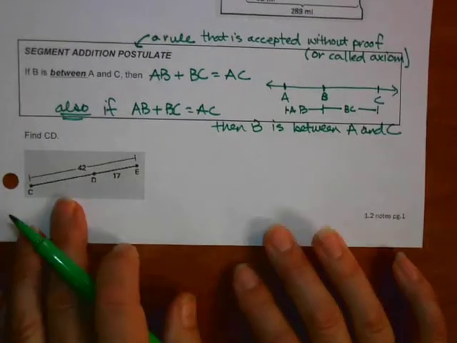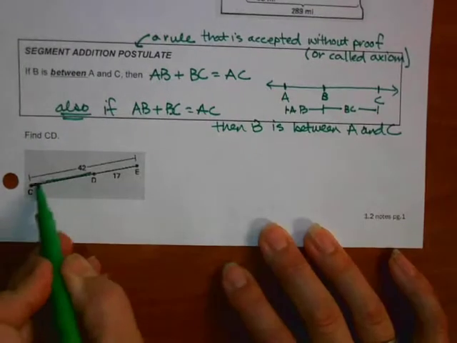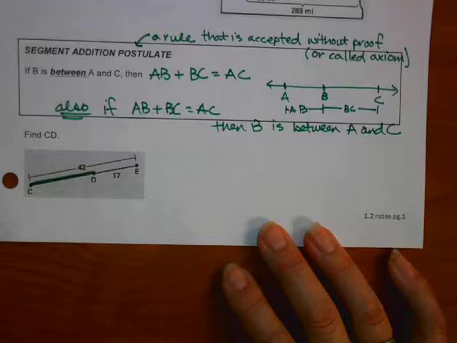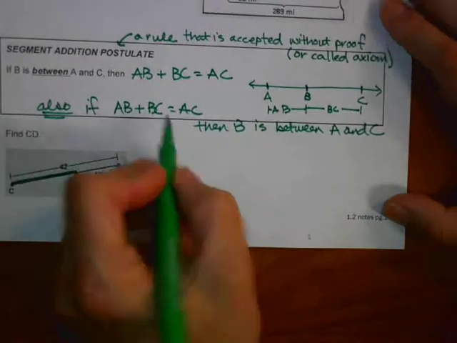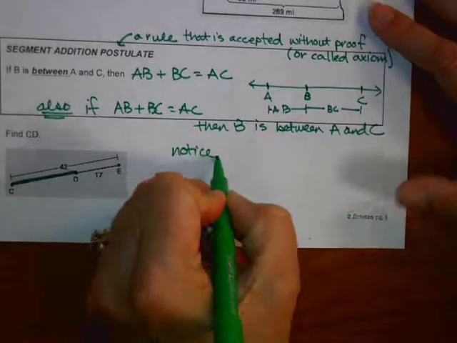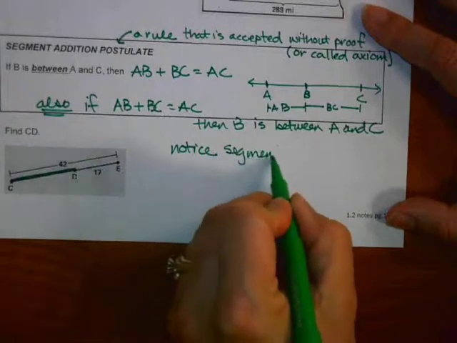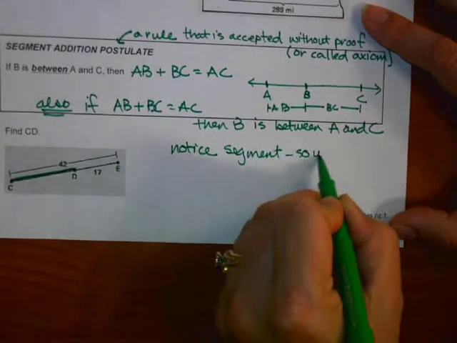So find CD. So we have to find this distance right here. Find CD. But you want to just say, okay, well that's 42 minus 17. Yes. But you're in geometry now, so we're going to use the postulate. Okay? So this is what you would do. Notice it's a segment. So you're going to use the postulate.